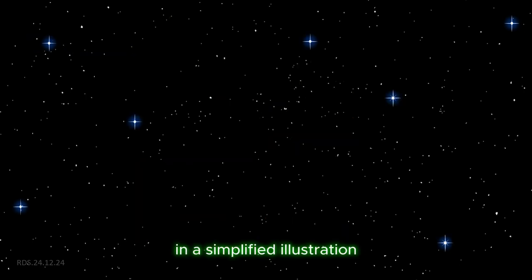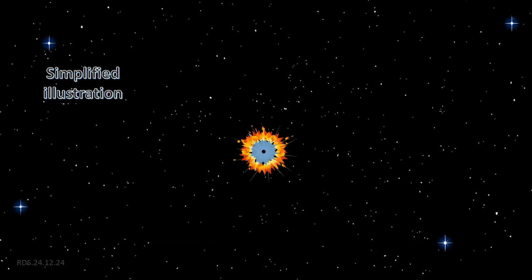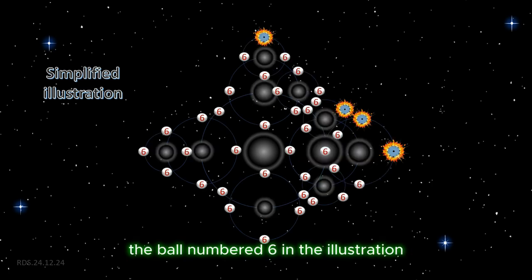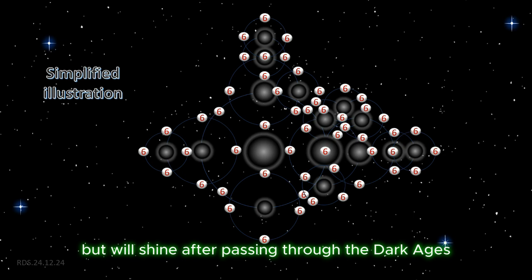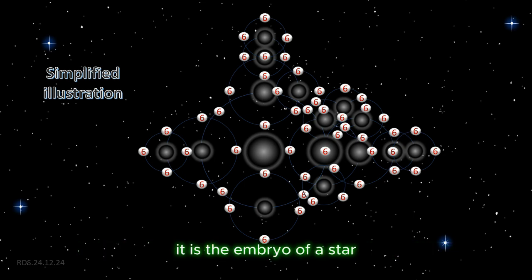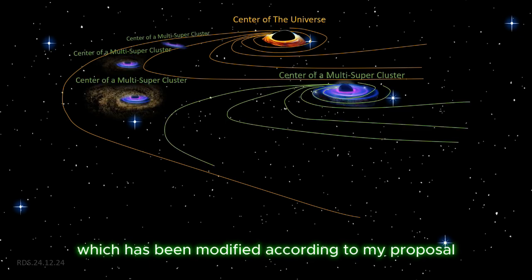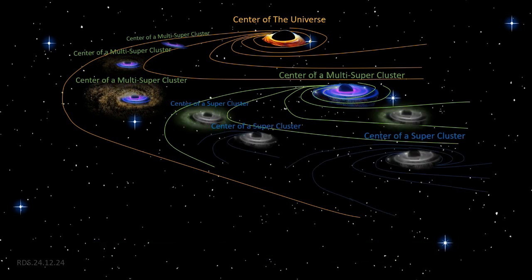In a simplified illustration, the sequence of the explosions will look like the following. The ball numbered 6 in the illustration depicts a fragment of God substance that did not explode during the inflation period but will shine after passing through the Dark Ages. It is the embryo of a star. If the beginning of the universe turns out to be correct as I explained through the Big Bang Theory, which has been modified according to my proposal, then the universe will look like the following illustration.